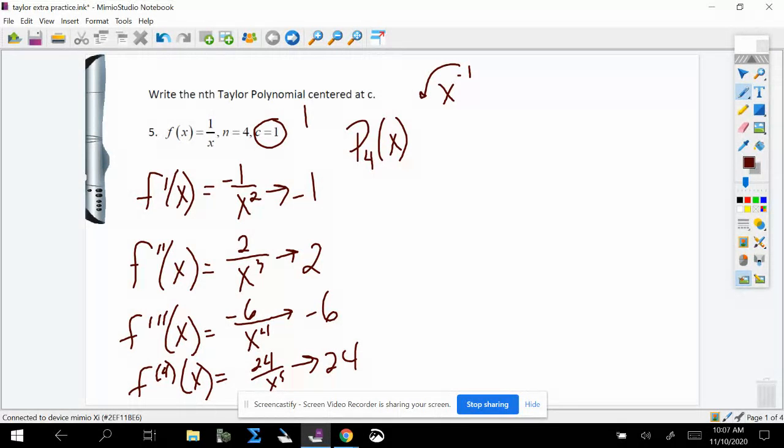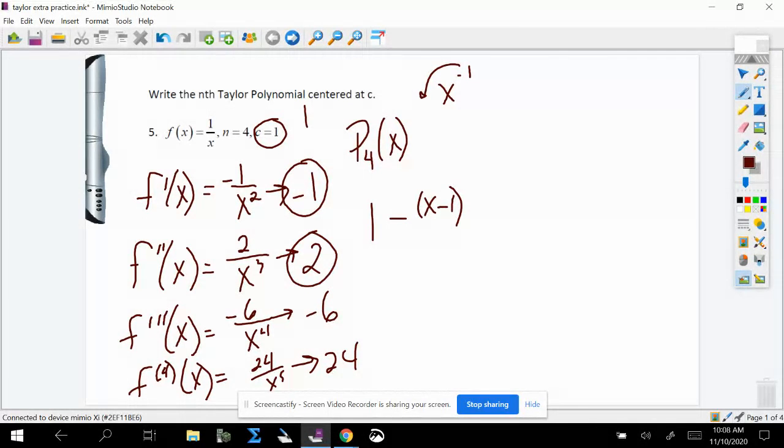So the way we write our polynomials, we start with our constant term, 1. And then we take our next term, in this case, negative 1. You're going to take x minus the center. If you're centered at 0, you're just going to have an x to the first power over 1 factorial, which is just going to be x minus 1. First power, 1 factorial is not going to change anything.